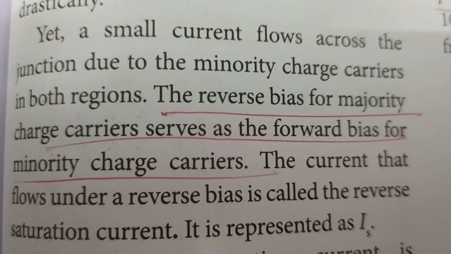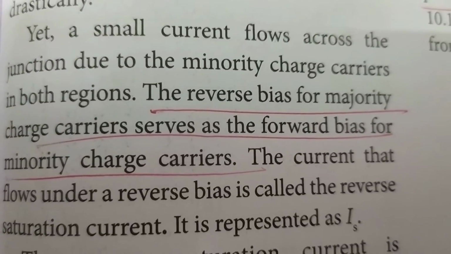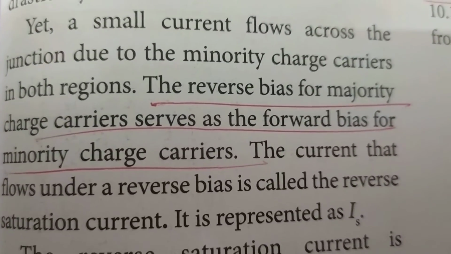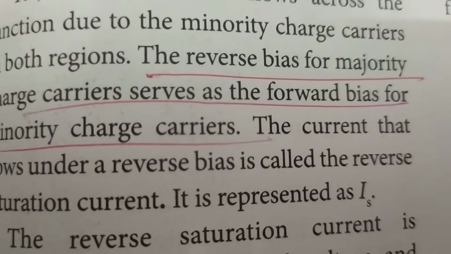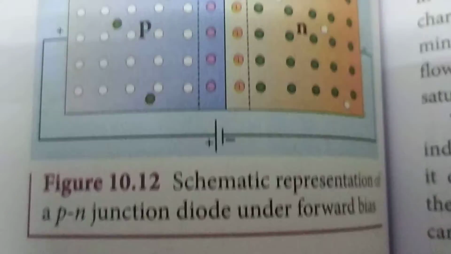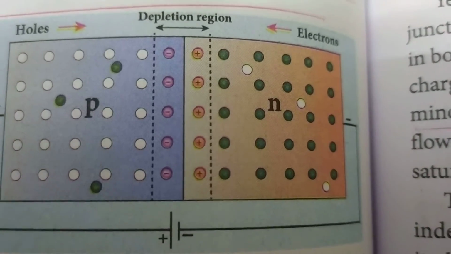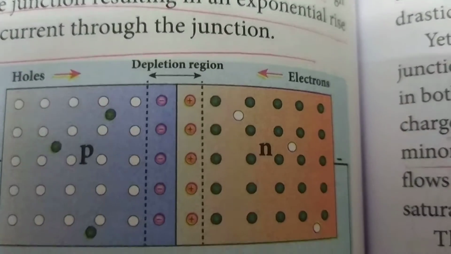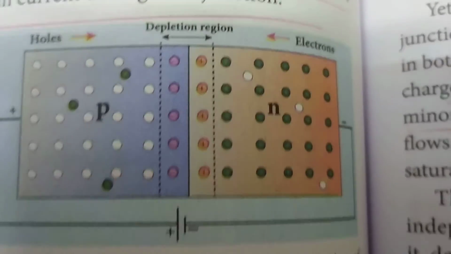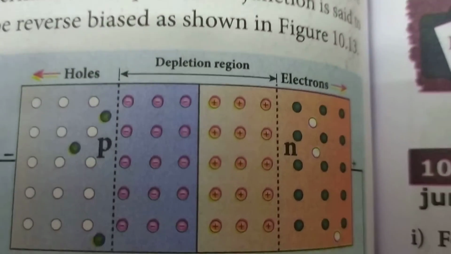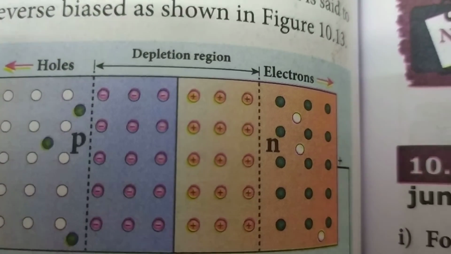So the reverse bias for majority charge carriers serves as the forward bias for minority charge carriers. The minority charge carriers are nothing but the charge carriers near the junction. They are called minority charge carriers. And here the depletion region is reduced in size, and in the reverse bias the depletion region is very large.